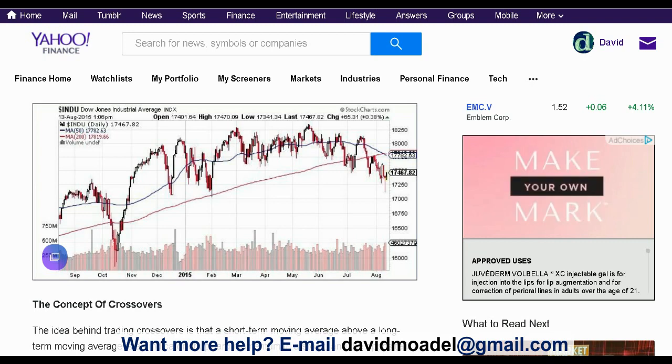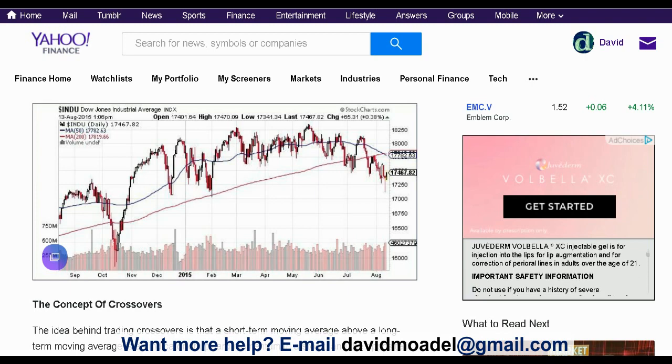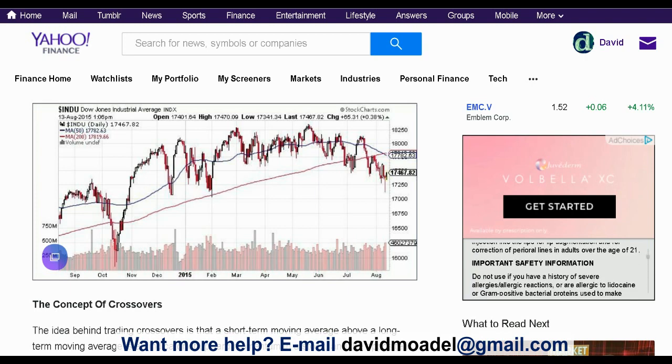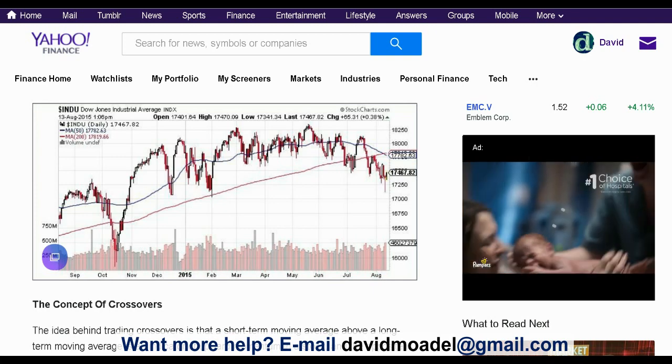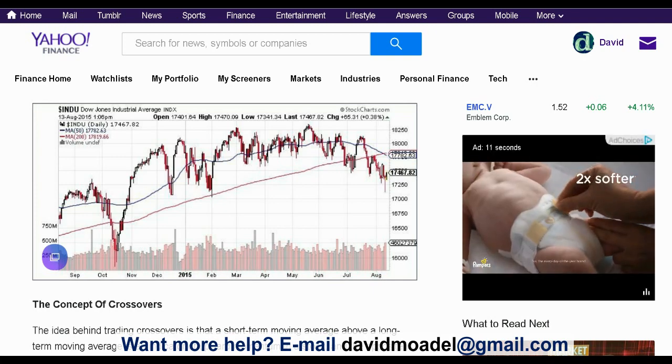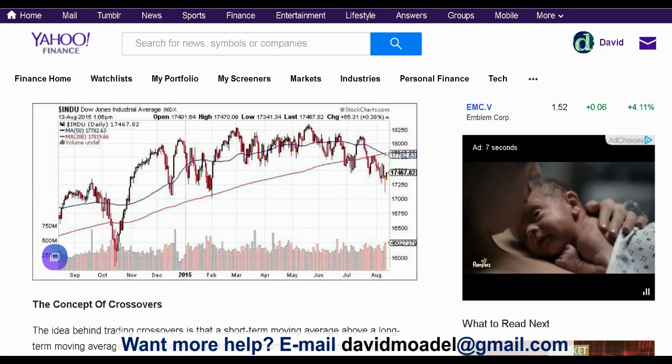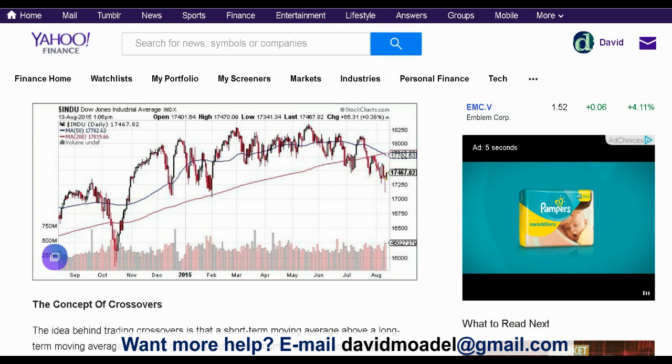But what two moving averages do you use? Should you use simple or exponential? And what two numbers? What two look back periods? This is an article, and I'll put the link to this article in the description below this video in case you want to read it. And it is not the 50 and the 200 day moving average.